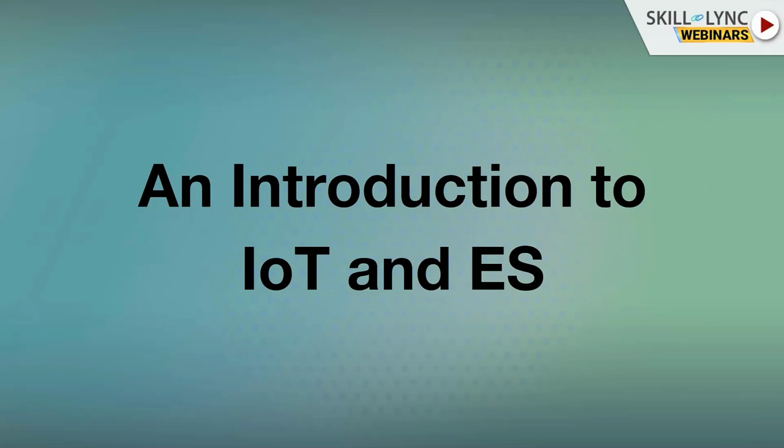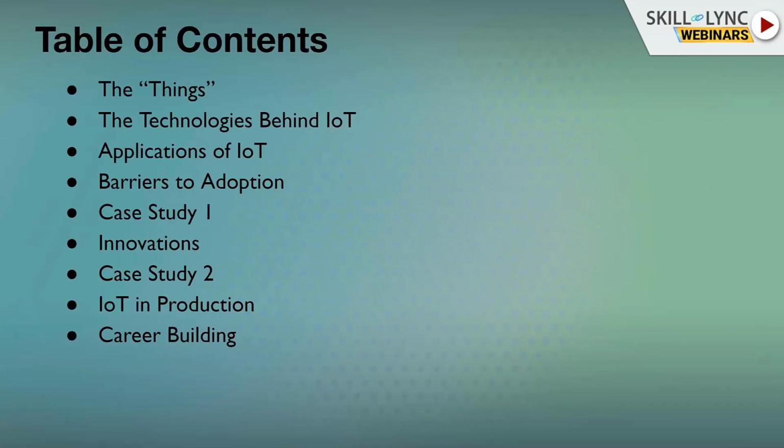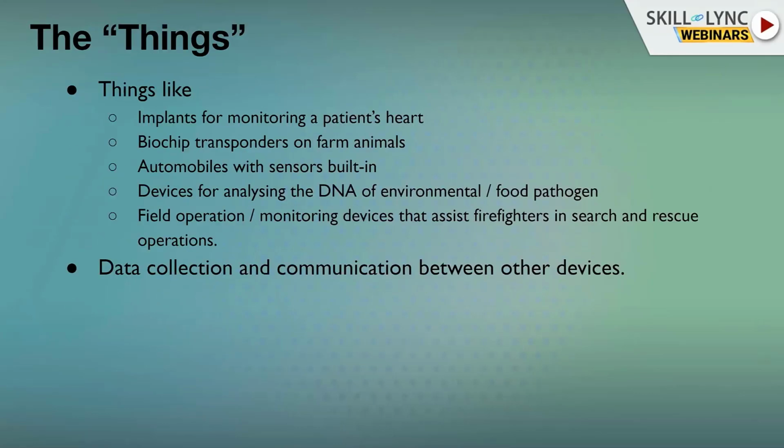I'll very quickly share with you some of the social applications, because a lot of you would be interested in social enterprise. Some of the applications that I personally feel are water management, which is a very key area in India that could be addressed with embedded systems. The second application that we could look into is all kinds of healthcare applications, like monitoring a patient's heart, biochip transponders on farm animals, and then also automobile applications.